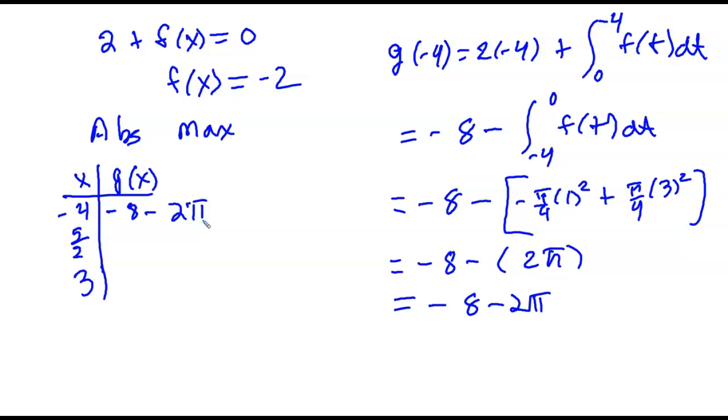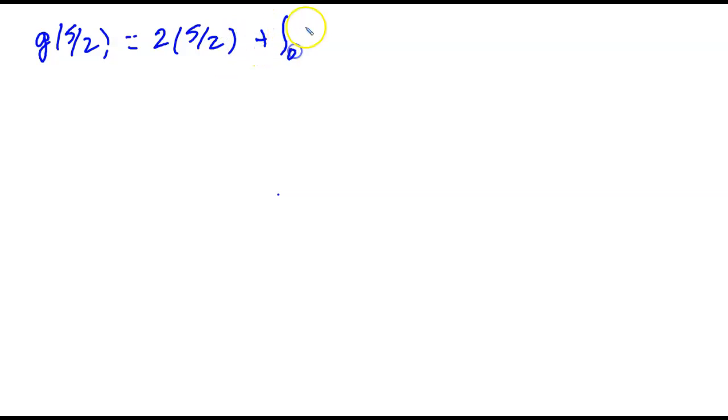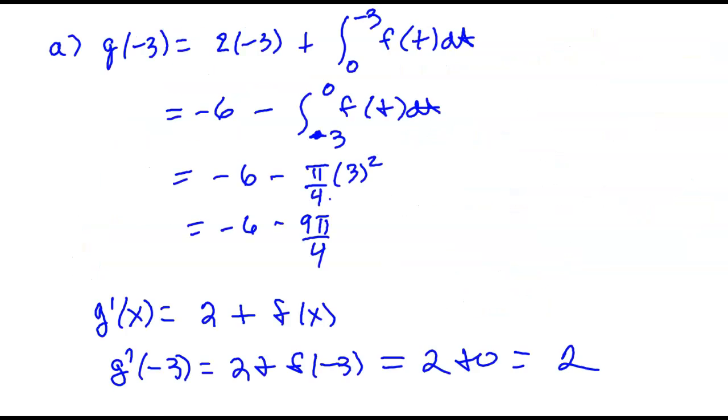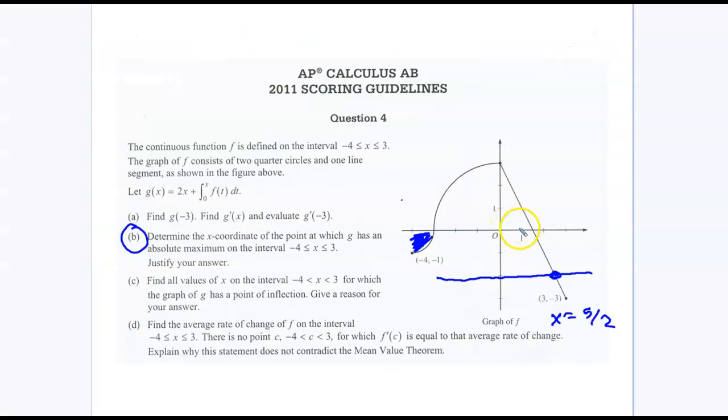Okay, so now if I find g of 5 over 2, it's a bit of a process here. So g of 5 over 2 is going to be 2 times 5 over 2 plus the integral from 0 to 5 over 2 of f of t dt. This is going to be 5 plus, now I'm finding the area from 0 to 5 over 2, so I have a triangle here, and I have a triangle below.